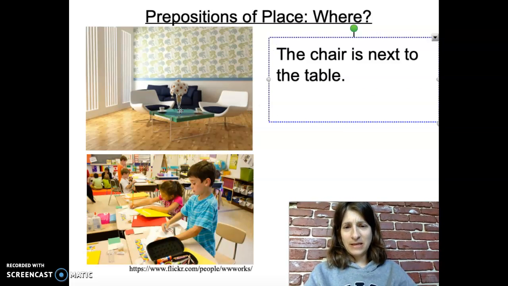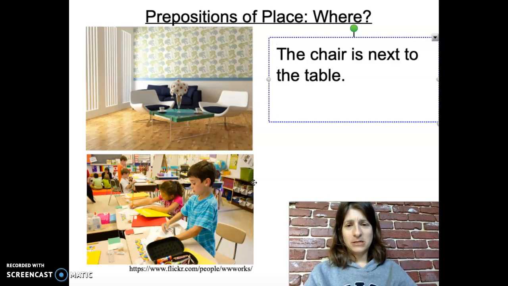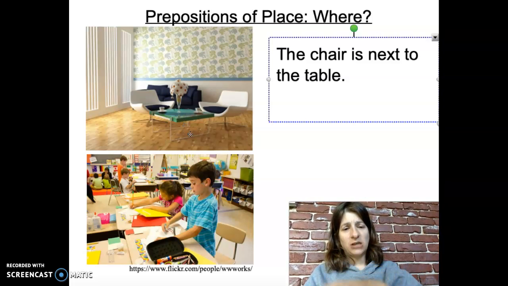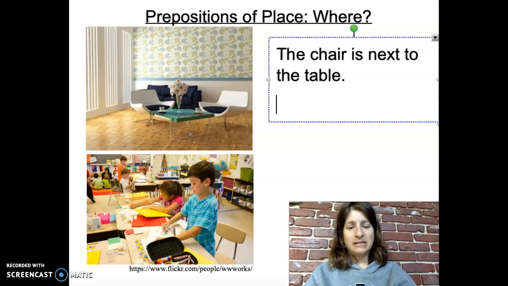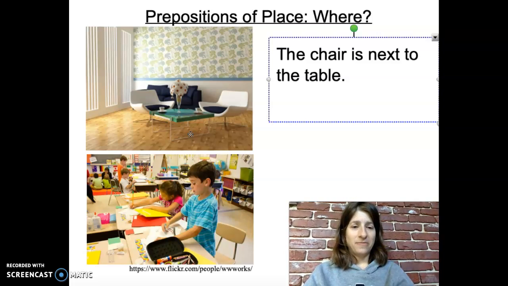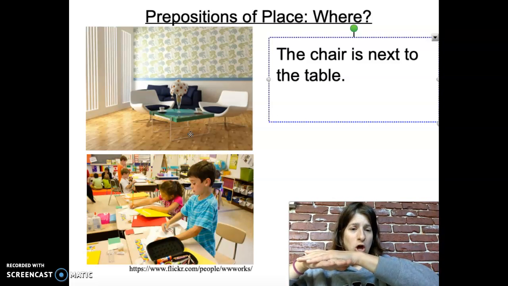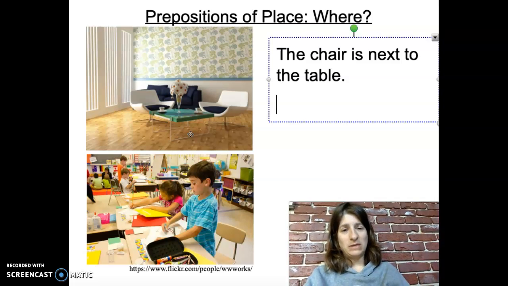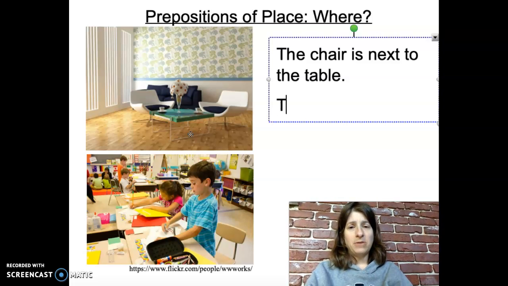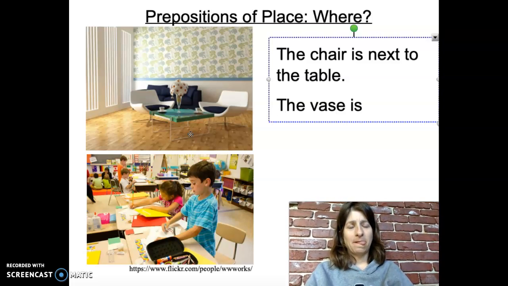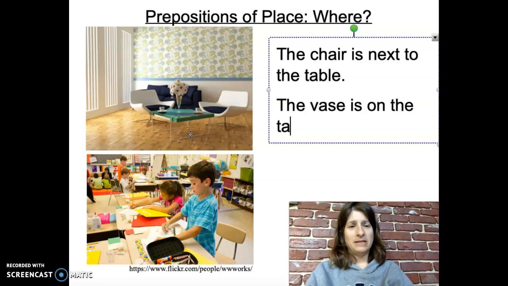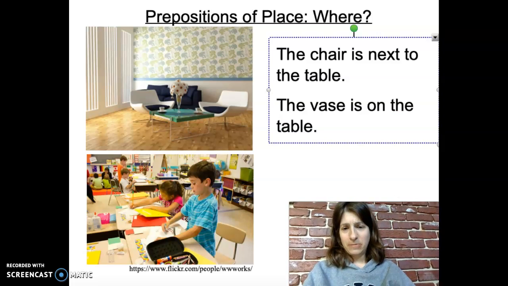How about this vase of flowers? Is it inside the table or does it sit on top of the table? In Spanish, you say en for in and on. In English, it's different. If it's on top of something, we say on. If it's inside of something, we say in. So I'm going to say the vase is on the table. It's not inside of the table, it's on the table.